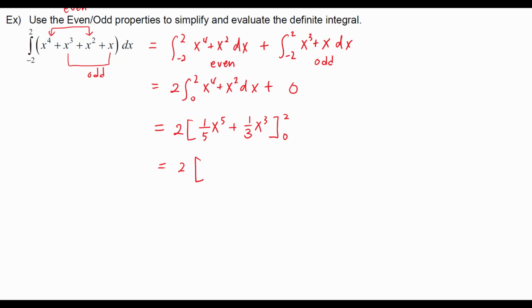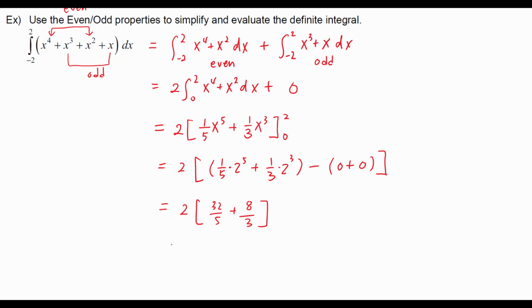So now when you plug 2 in there, I get 1/5 times 2 to the 5th plus 1/3 times 2 to the 3rd, minus, I'm going to get 0 plus 0. So then this is just twice 32 over 5 plus 8 over 3. And when you get the common denominator and calculate, you get 272 over 15.